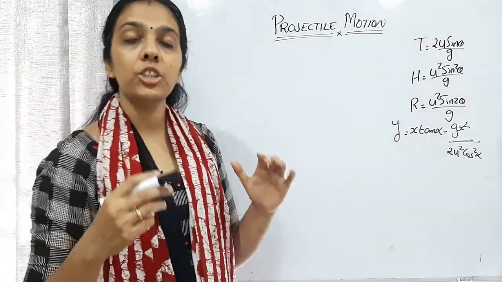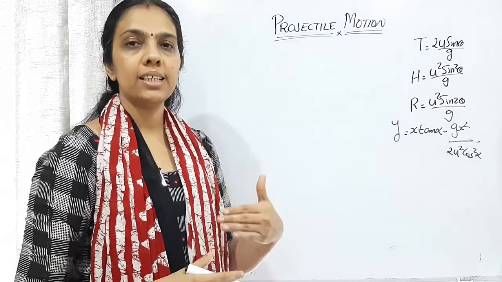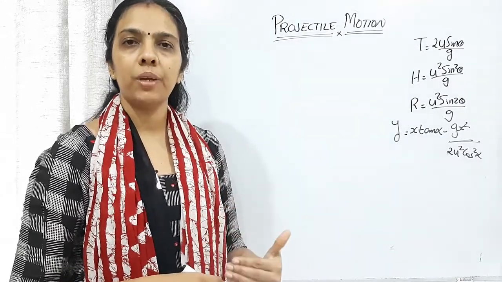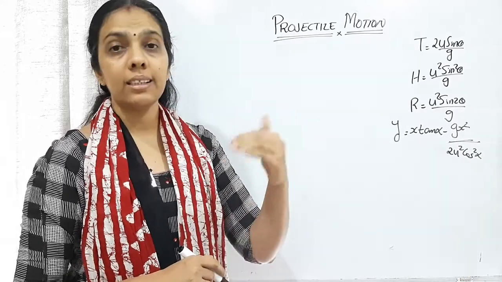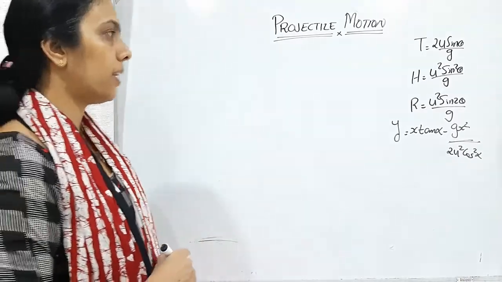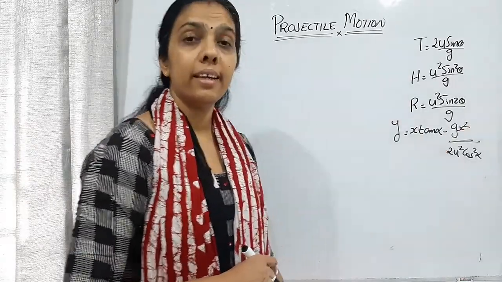U is the initial velocity which is given to the projectile. Theta is the angle which it makes with the horizontal. The projectile makes an angle theta with the horizontal. H is the maximum height. R is the horizontal range.